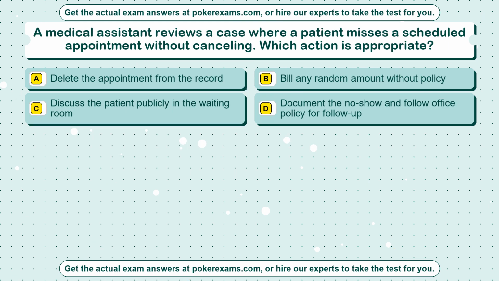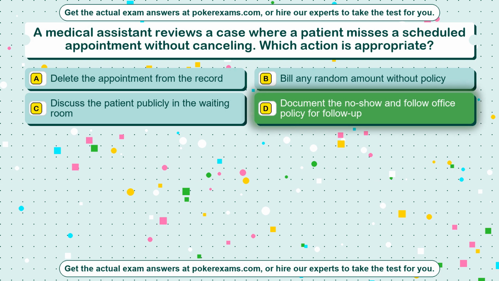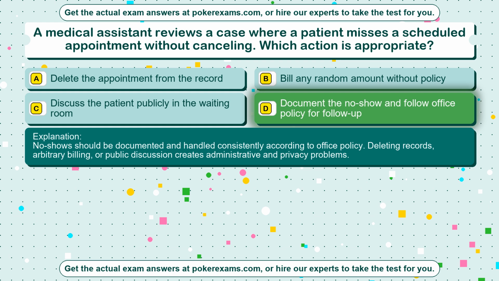Question 73. A medical assistant reviews a case where a patient misses a scheduled appointment without canceling. Which action is appropriate? Option A, delete the appointment from the record. Option B, bill any random amount without policy. Option C, discuss the patient publicly in the waiting room. Option D, document the no-show and follow office policy for follow-up. The correct answer is option D, document the no-show and follow office policy for follow-up. No-shows should be documented and handled consistently according to office policy. Deleting records, arbitrary billing, or public discussion creates administrative and privacy problems.